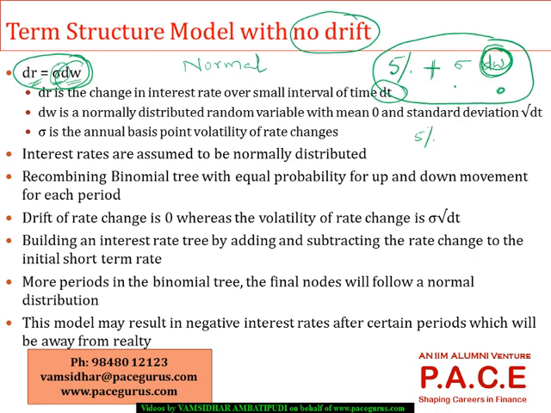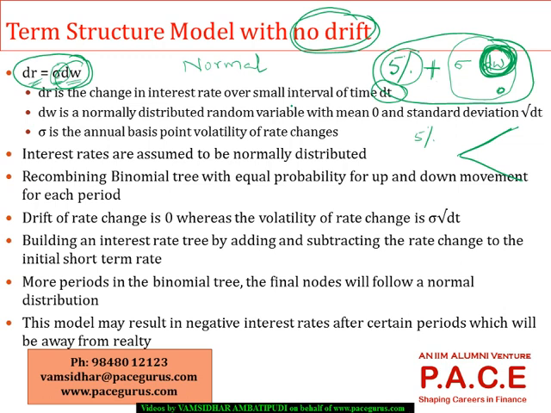So there is no constant increase or constant decrease in the interest rate. The interest rate is always fluctuating around that 5% mark only. In some months it may go up, some months it may go down, but on average it will be around the 5% mark, because dW is a normally distributed random variable with 0 as the mean. So for the change in the interest rate, the mean will come out to 0, which means the interest rate will fluctuate around that 5% forever. There is no constant growth or constant fall in the interest rate at all. That is the reason we call it a no drift model.